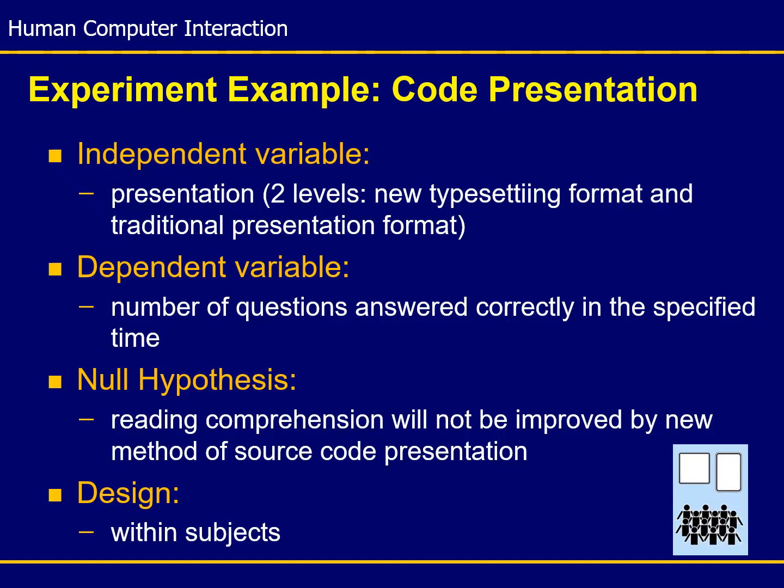So this is what they did. They have one independent variable, the presentation. They have two styles or two levels, the new typesetting format and the traditional presentation format. And the dependent variable here requires some thinking, because they were after the comprehension of the code.